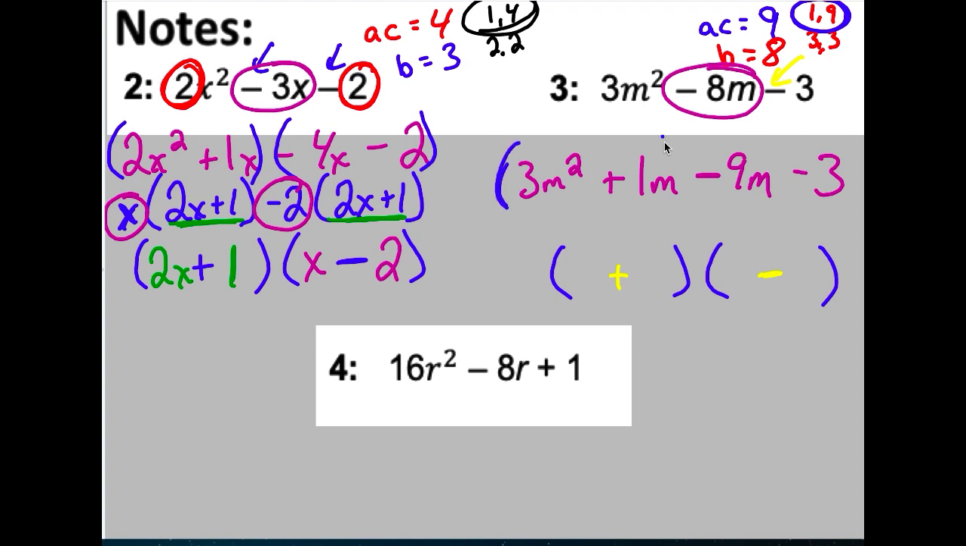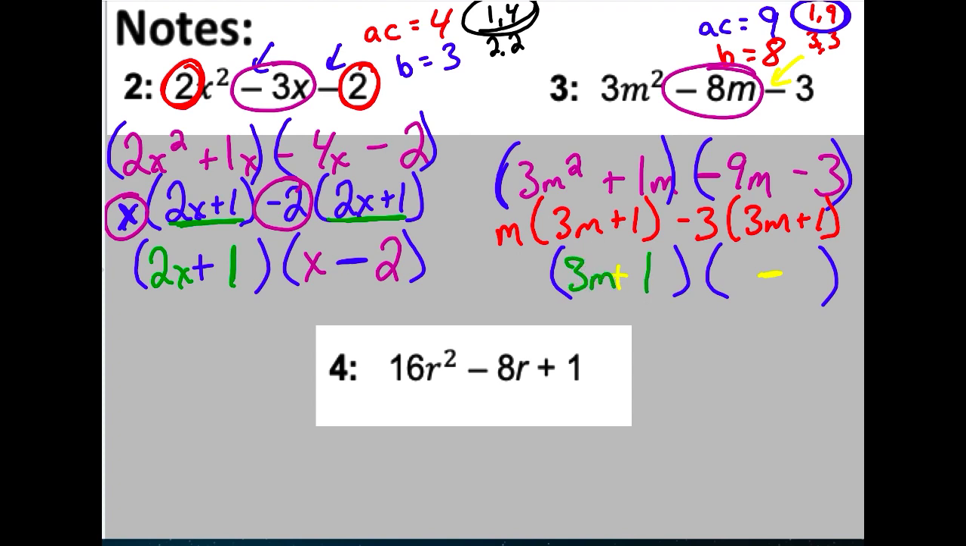All right. So now look at each piece one at a time. What could I factor out of 3m squared and 1m? Well, they both have an m in common. So I'm left with 3m plus 1. What does negative 9m and negative 3 have in common? Well, they both have a negative 3, and I'm left with 3m plus 1. All right, so I know my positive term is the 3m plus 1. For my other one, I have m minus 3, so m minus 3. Those are my two pieces for us.